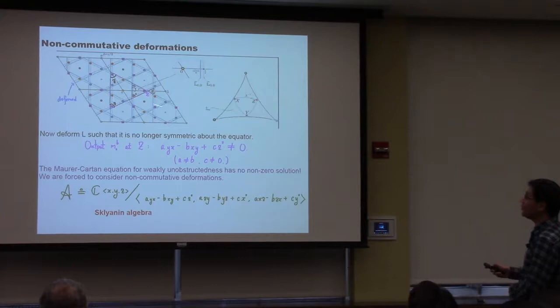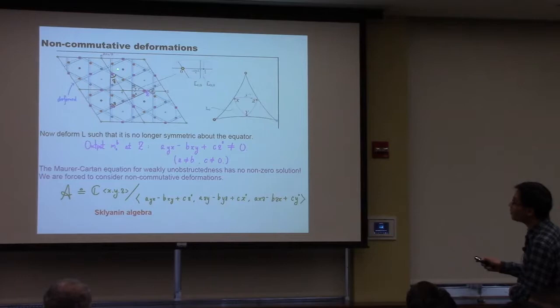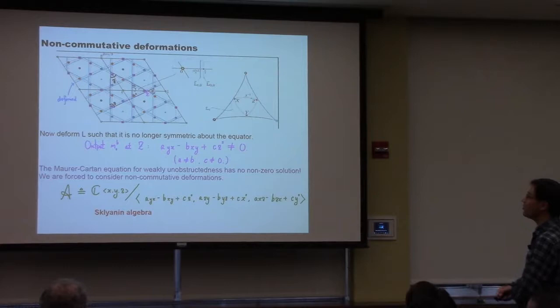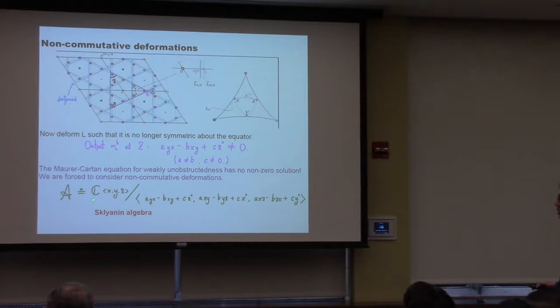So originally it is symmetric, now we deform to a non-symmetric situation. So this triangle becomes bigger and this triangle becomes smaller, for instance. And if we do so, then it is no longer symmetric about the equator, and then the weakly unobstructed relations do not hold, because A and B are different, so we have AYX and BXY, because the areas are different, and also the Z squared term does not cancel. So there are also Z squared contributions to this output, and they also do not cancel because the areas are different. So we have three terms, and this gives rise to the Sklyanin algebra. So this is what we're talking about.